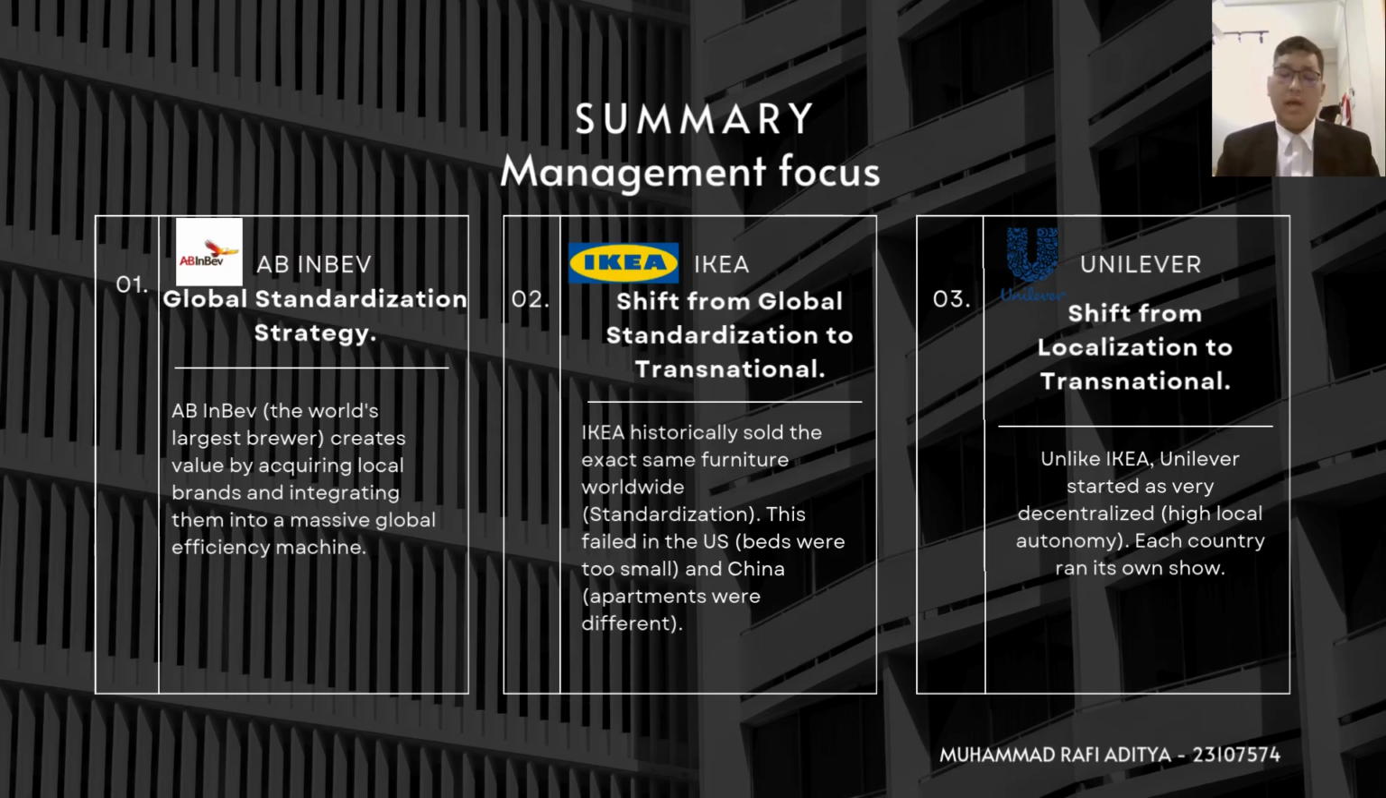We start with the AB InBev, found on page 382. They exemplify the global standardization strategy. They acquire local breweries and ruthlessly streamline them into their global supply chain. This allows them to achieve massive economies of scale, lowering costs while keeping the local brand names that customers trust.